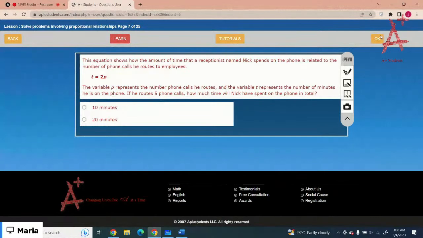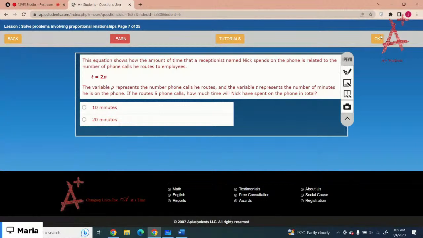This equation shows how the amount of time that a receptionist named Nick spends on the phone is related to the number of phone calls he routes to employees. T equals 2p. The variable p represents the number of phone calls he routes, and the variable t represents the number of minutes he is on the phone. If he routes 5 phone calls, how much time will Nick have spent on the phone in total?